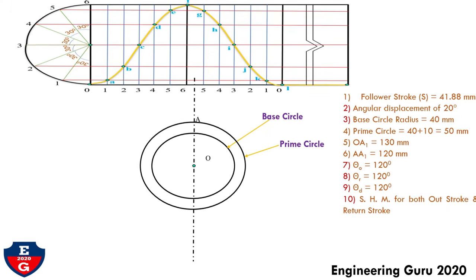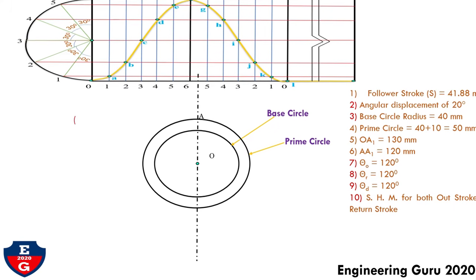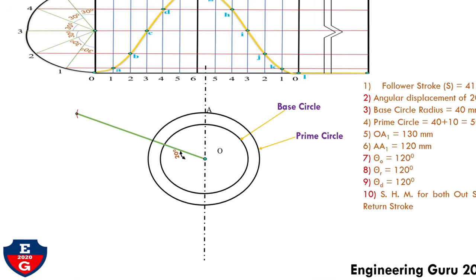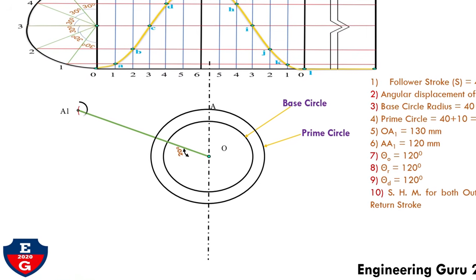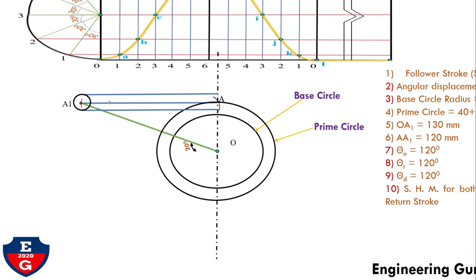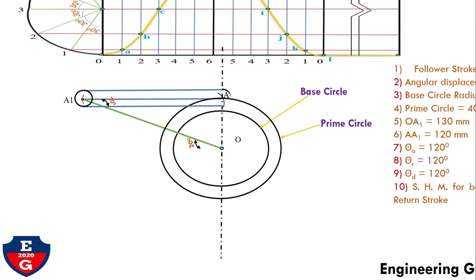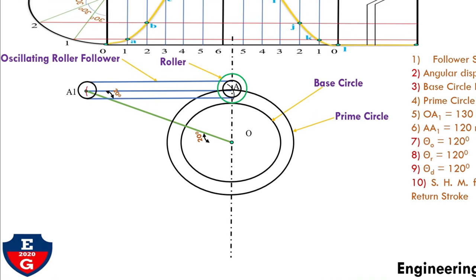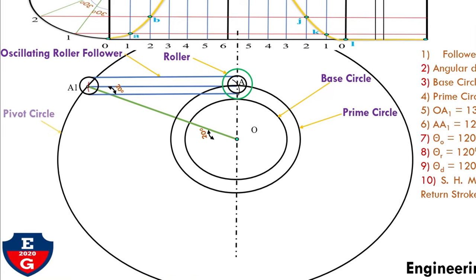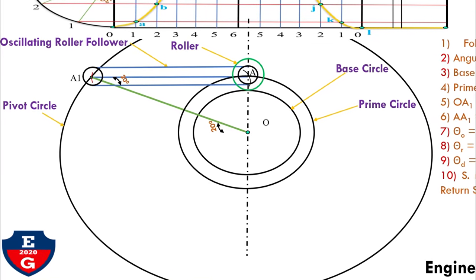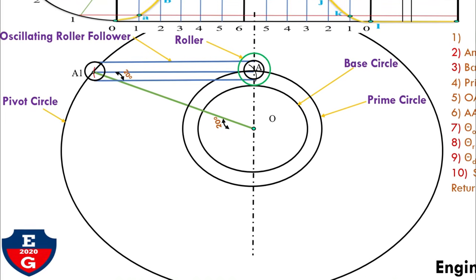Now locate the pivot center, that is A1, and OA1 equal to 130 mm and AA1 equal to 120 mm. Draw a pivot circle with the center O and radius OA1 equal to 130 mm.